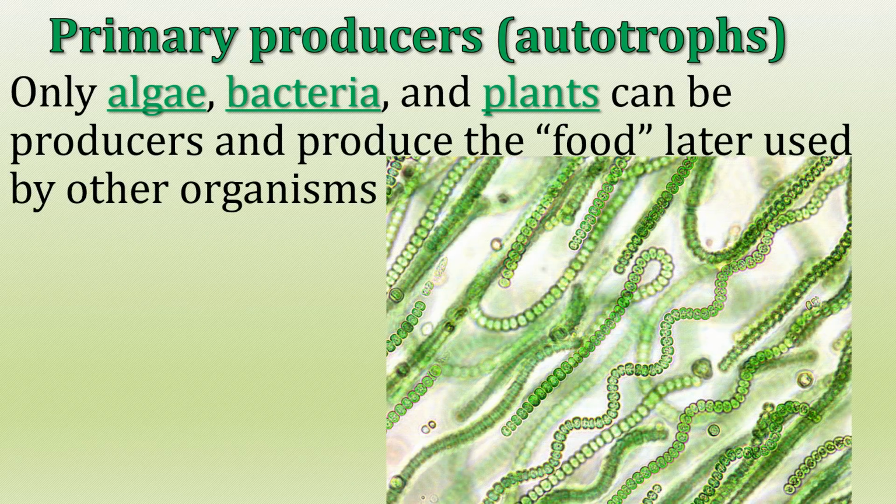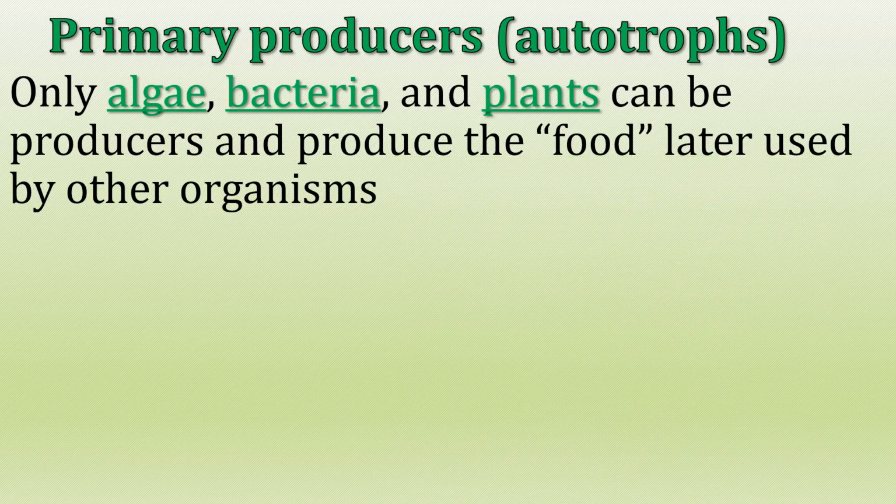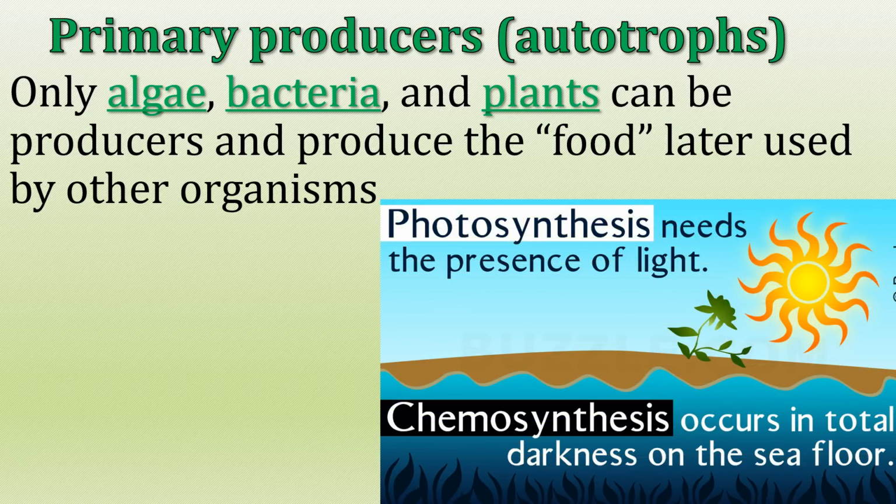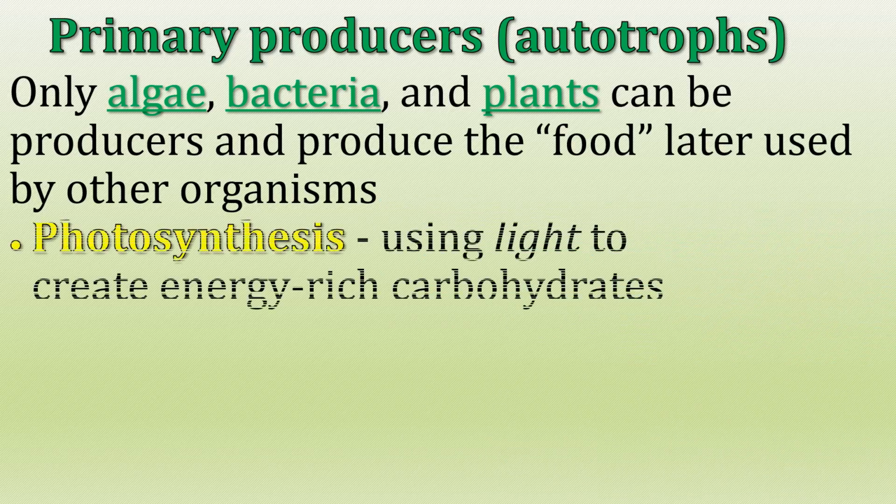So first off, let's talk about primary producers, also known as autotrophs, which means self-nourishing. Only algae, bacteria, and plants can be producers and actually produce the food that is later used by other organisms. And we've got two different categories here: photosynthesis and chemosynthesis. We should be very familiar with photosynthesis. That's, of course, how plants use the energy of the sun to create those high-energy carbohydrates. Chemosynthesis occurs in total darkness, no light involved, and you usually only see this on the seafloor.